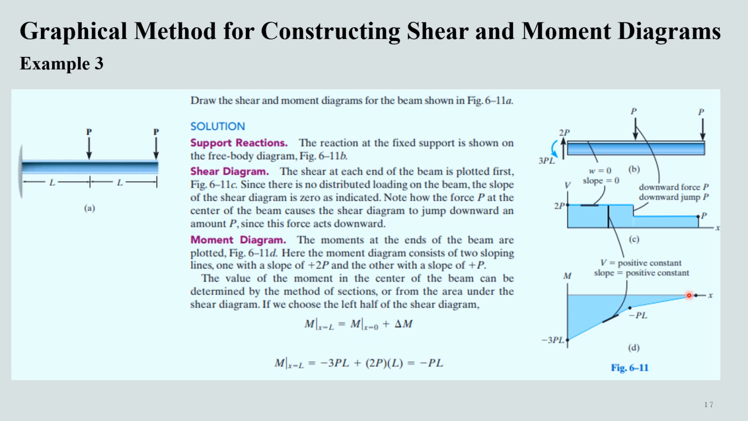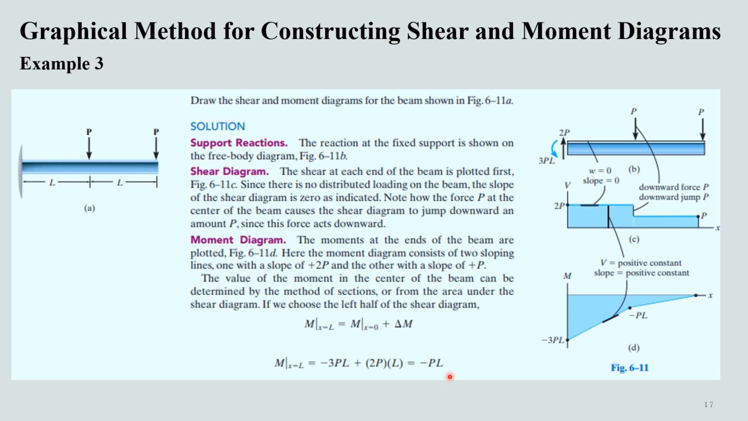The value of the moment in the center of the beam can be determined from the area under the shear diagram. We know that the change in moment along this length will be equal to the area under the shear diagram. Thus, in order to determine the moment at the center point, we take the moment at x equal to 0, which is minus 3PL, and then add it to the change in moment, which is the area under the shear diagram, 2P into L, and thus the moment at the center of the beam will be equal to minus PL.